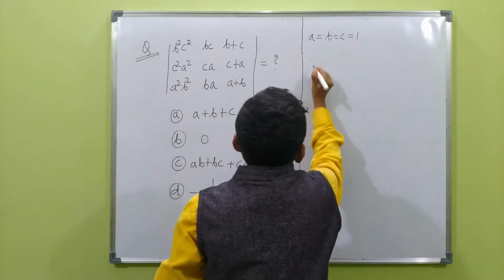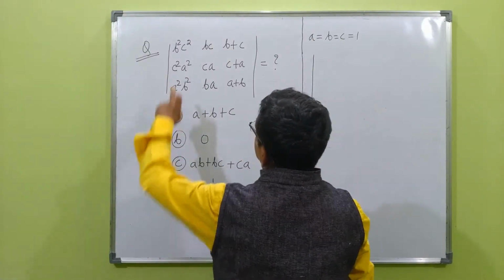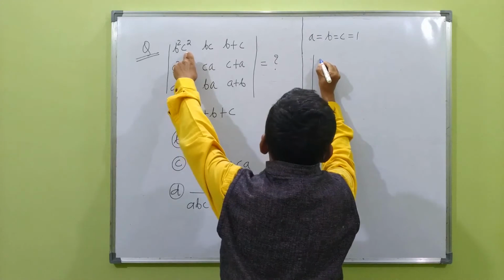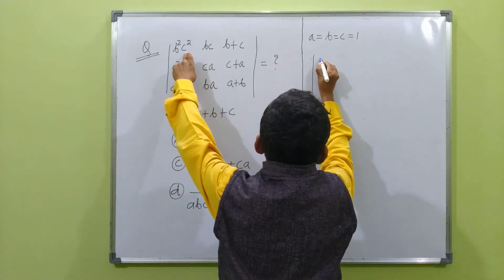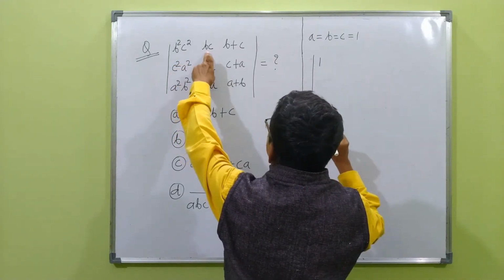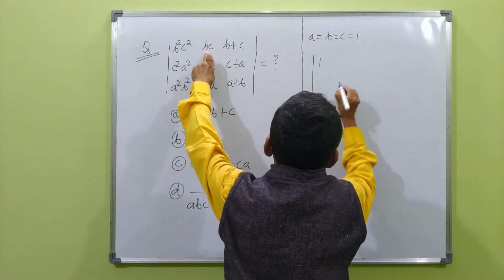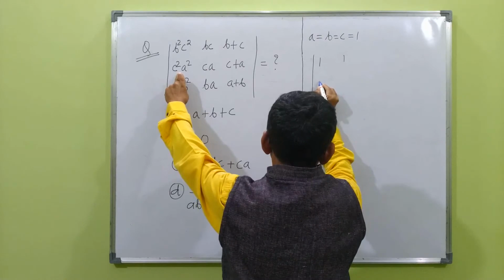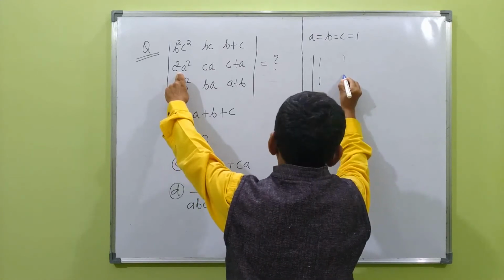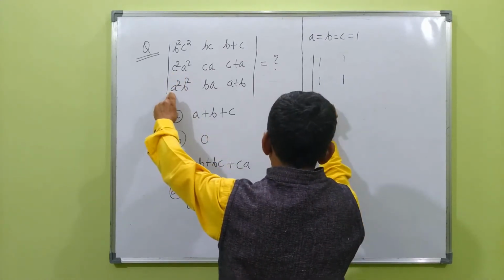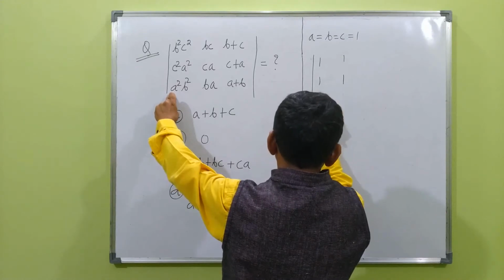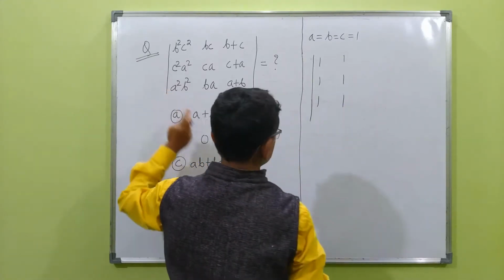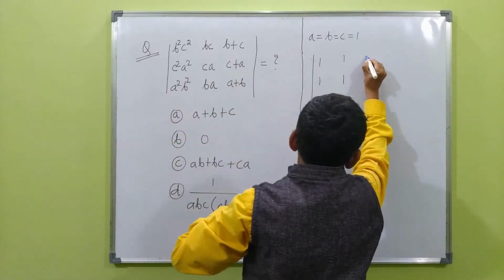Then the given determinant becomes B square, C square, 1 square into 1 square, that is 1, B into C, that is also 1, C square, A square, that is also 1, CA, 1, A square, B square, that is also 1, B into A, this is also 1. Now whatever it may be, that is 2.